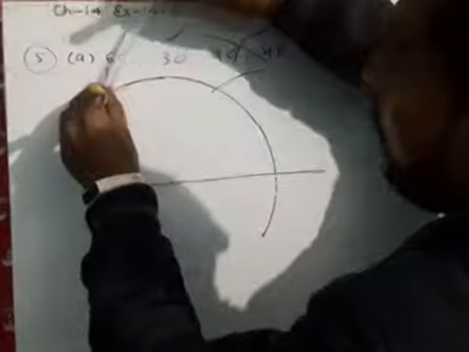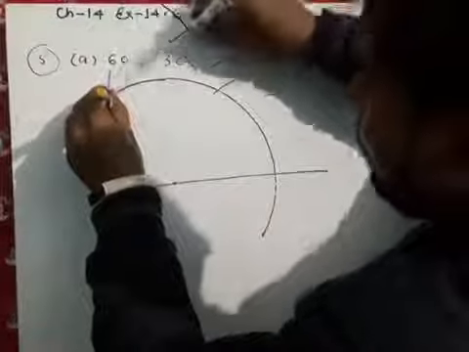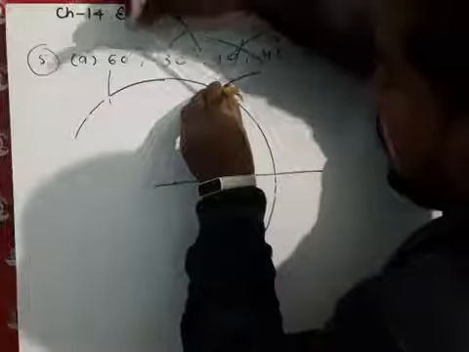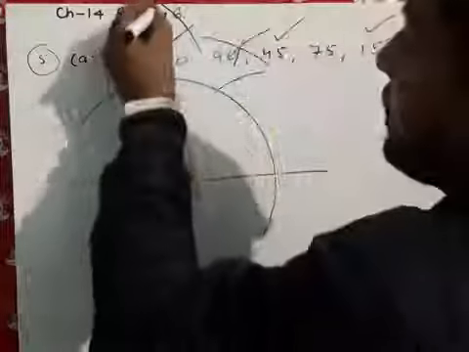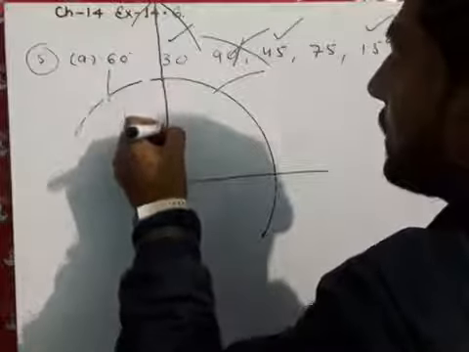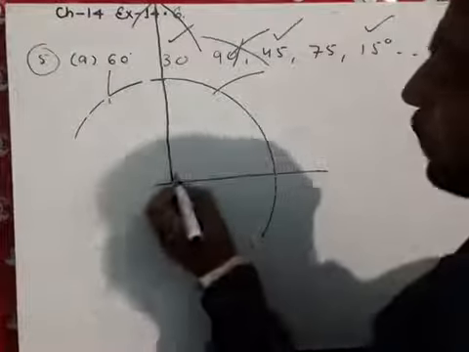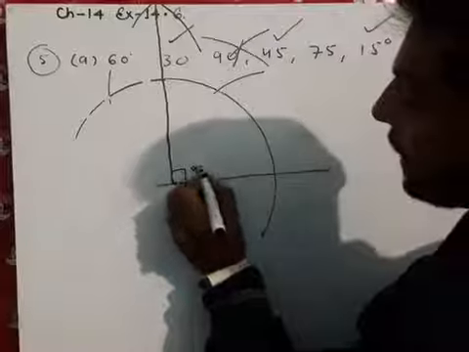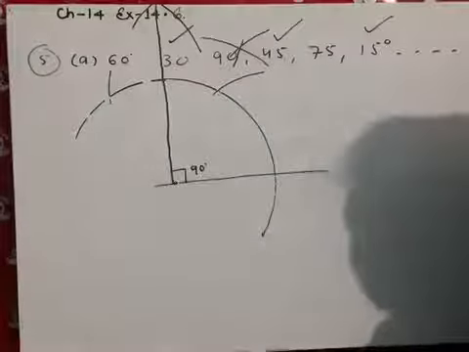Here it is not possible, but I am trying. If we draw this and this, they meet at this point. So this will be the bisector, and then you have to join it here. So it will be exactly a 90-degree angle. Are you getting this? This is the 90-degree angle.